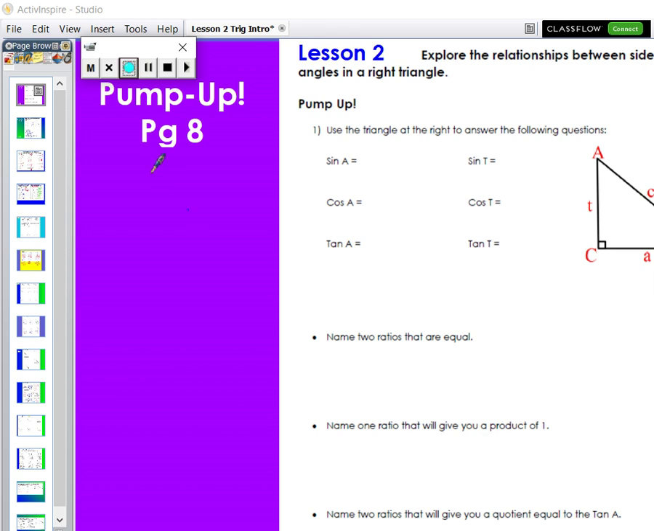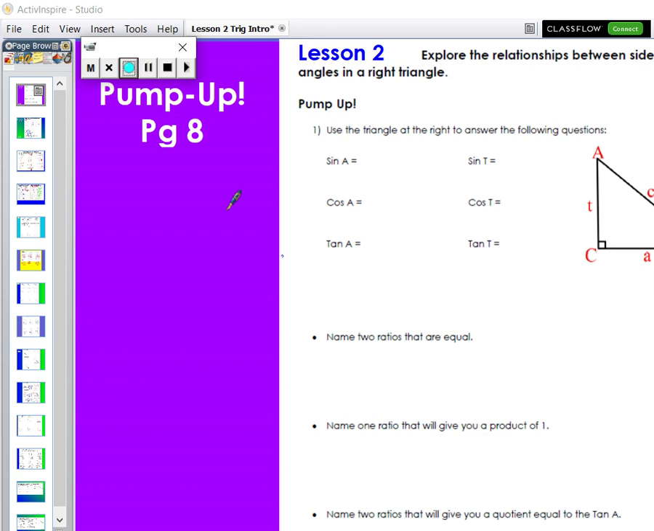So, if you'll go ahead and get out your packet and turn to page 8 with me. At any point during this, you can pause and catch up. I don't want you to just copy down answers. That doesn't really help you. It's really important that you're trying it and then checking your answers.